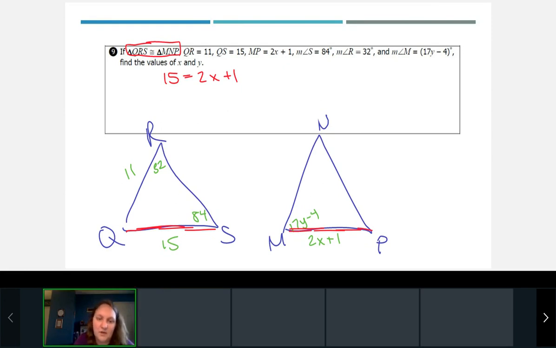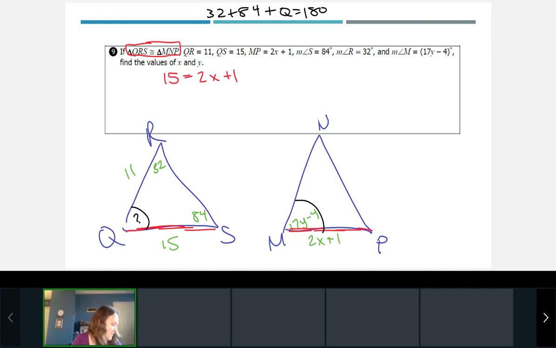And then our angle, well, we know that angle M has to be congruent to angle Q, but there's no number on angle Q. But we could find it. Because we know that the three angles in a triangle have to add up to 180, we know that 32, 84, and whatever angle Q is have to add up to 180. So we say, hey, calculator, what's 180 minus 32 minus 84? Calculator says, oh, that's 64.